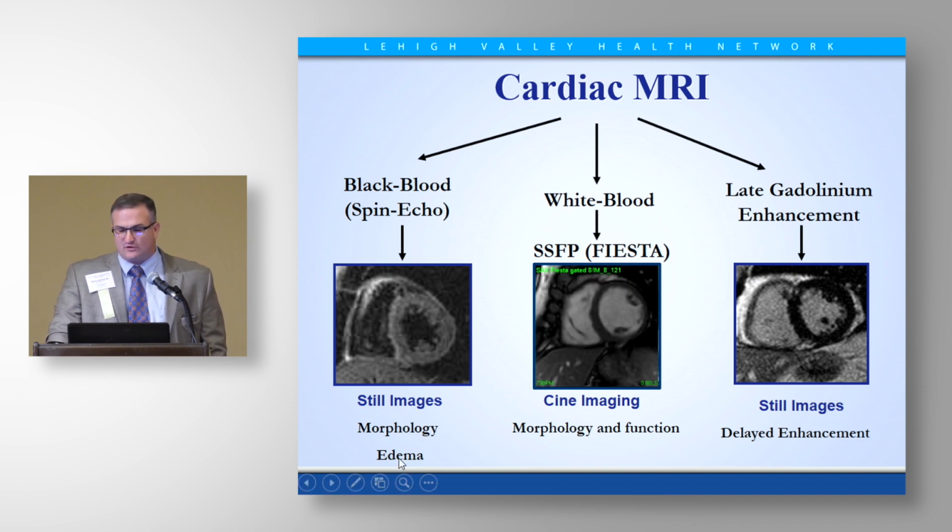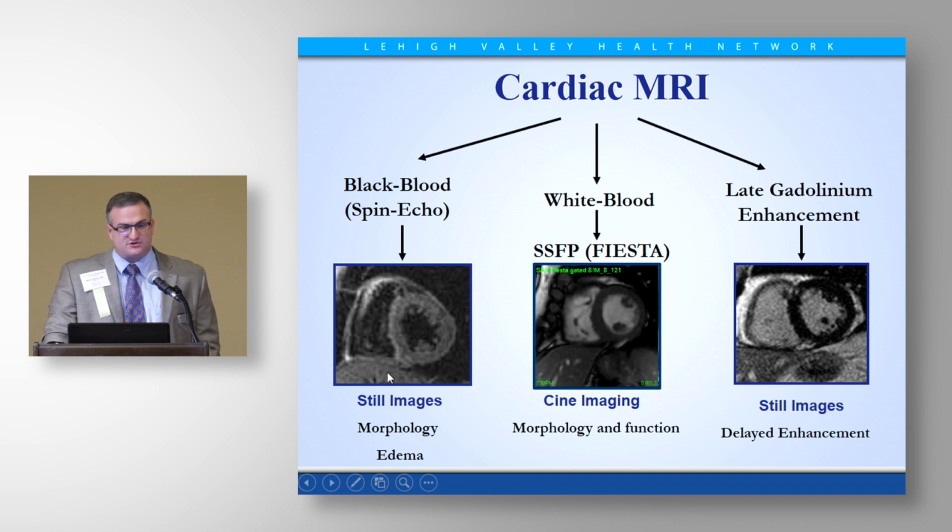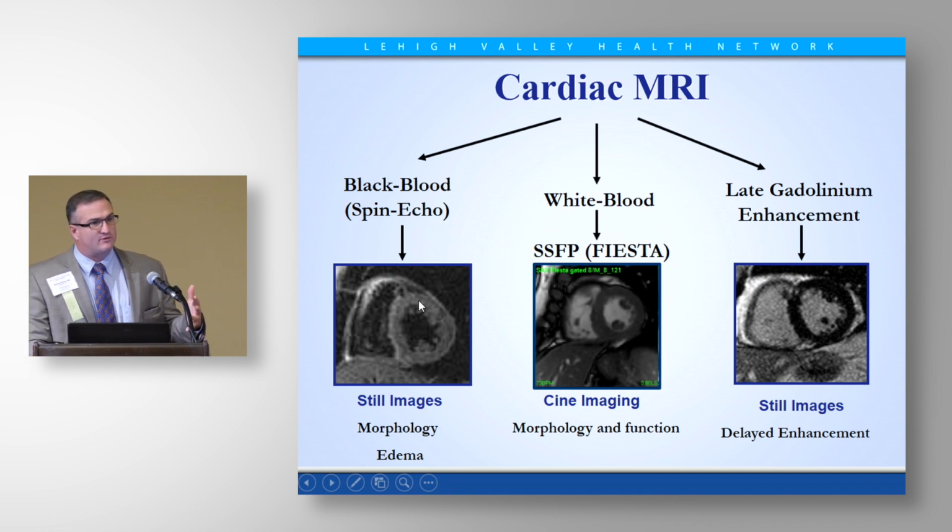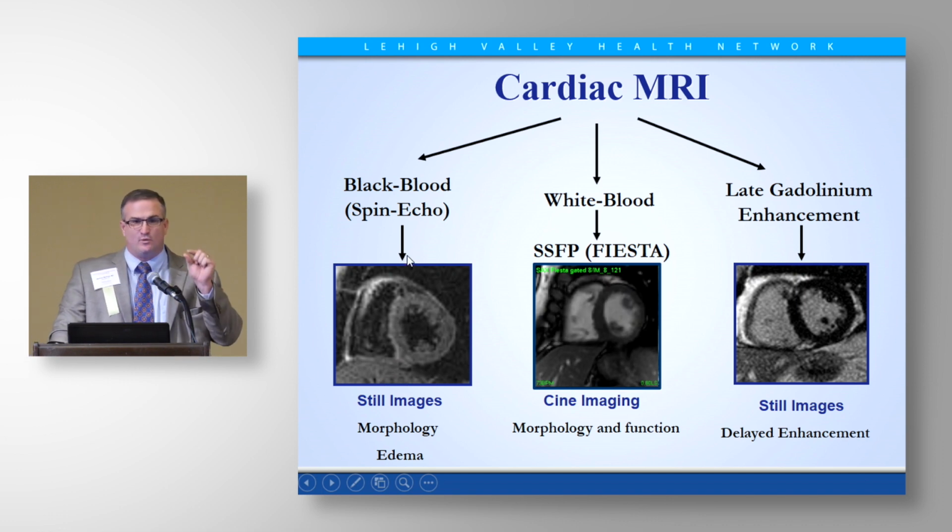So black blood imaging is the oldest of the three techniques here. They're still images, best for edema or morphology. They're high resolution images. If you want to do a specific small entity by MRI, this might be the tool you use, but it's a small number, maybe on the order of 3 to 5%.